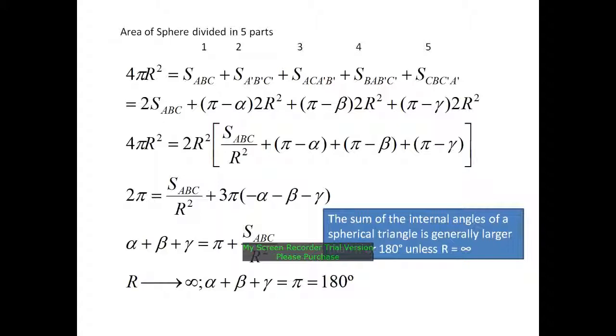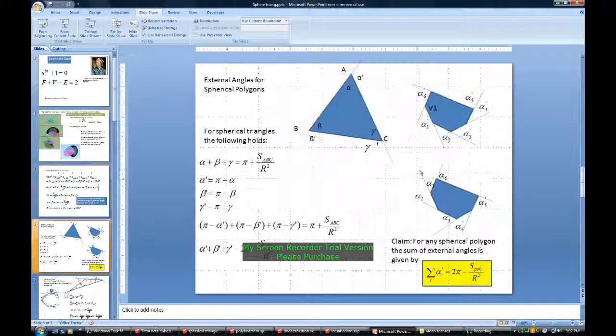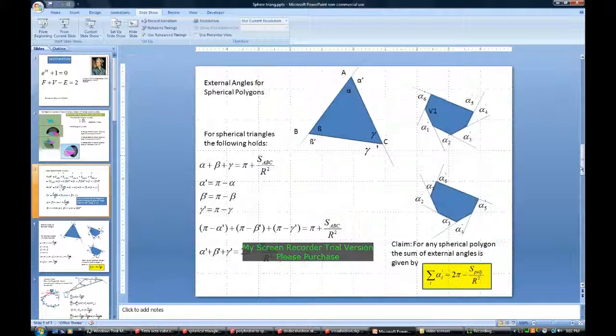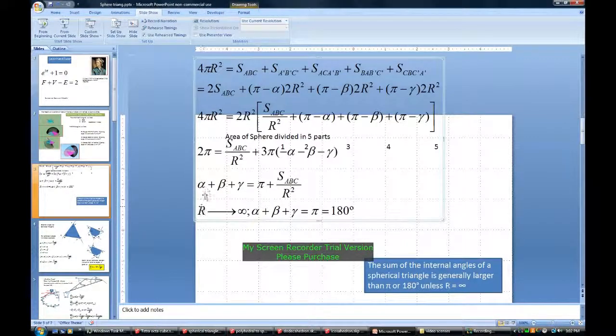So essentially what you see is that, let me just raise that up in case it gets covered by my watermark here. How do I do that? Let's just bring this up here like this. Okay, the sum of the angles, alpha plus beta plus gamma, equals pi plus SABC over r squared.